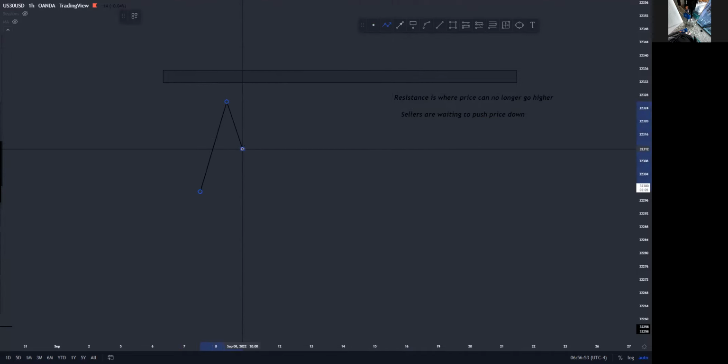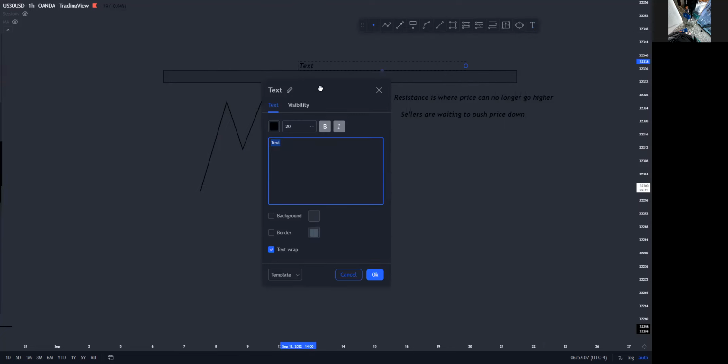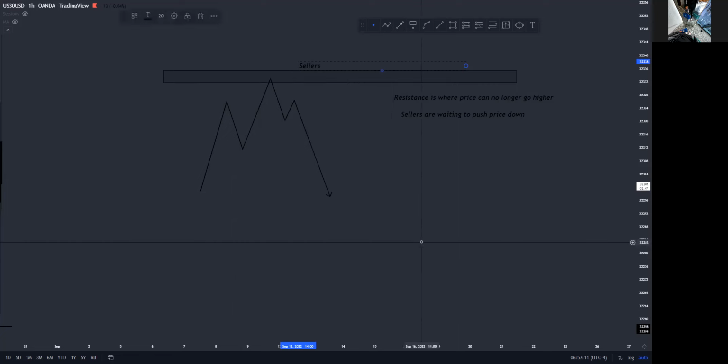So this is a resistance, right? And we understand that this is an area of where sellers are at to push price down. So we're going to put sellers here. Sellers want to push price down here at a resistance level, right?